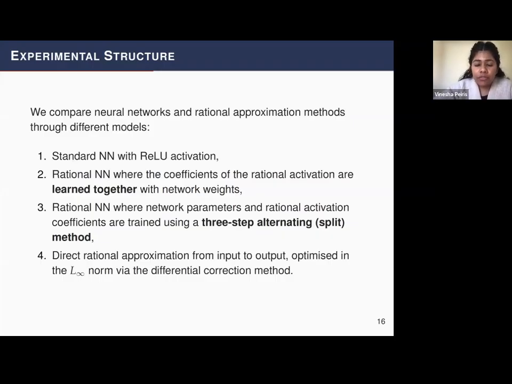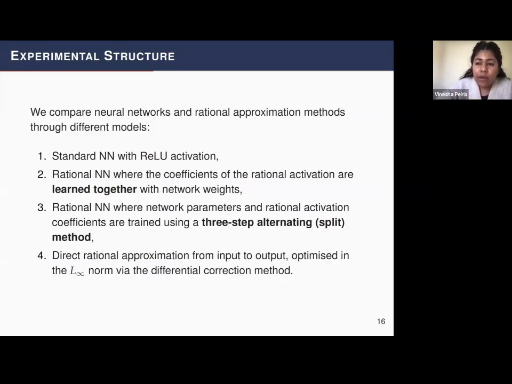In the first step, we fix the coefficients of the rational activation function, and we also fix the weights that go from the hidden layer to the output layer. Those two sets are fixed, and we just optimize the weights that go from inputs to the hidden layer. That's my first step. Once they are optimized, I go to the second step. In the second step, I fix all of my weights, and then I just optimize the coefficients of the rational activation function.